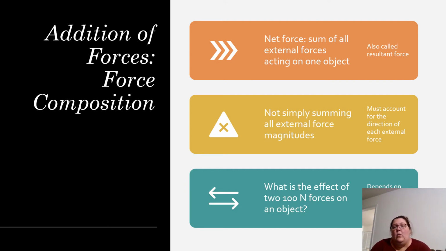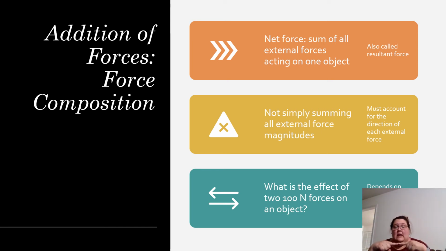All right, when we take forces, we can also add them together, because nothing is in wonderful, beautiful perpendicular lines. So the net force is the sum of all of the external forces acting on one object. This is your resultant force. And we're not simply summing up all of the external force magnitudes, because direction matters. Remember, these are vectors. So what is the effect of two 100 Newton forces on a particular object? Well, if I have 100 Newtons going this way and 100 Newtons going this way, they're canceling each other out.